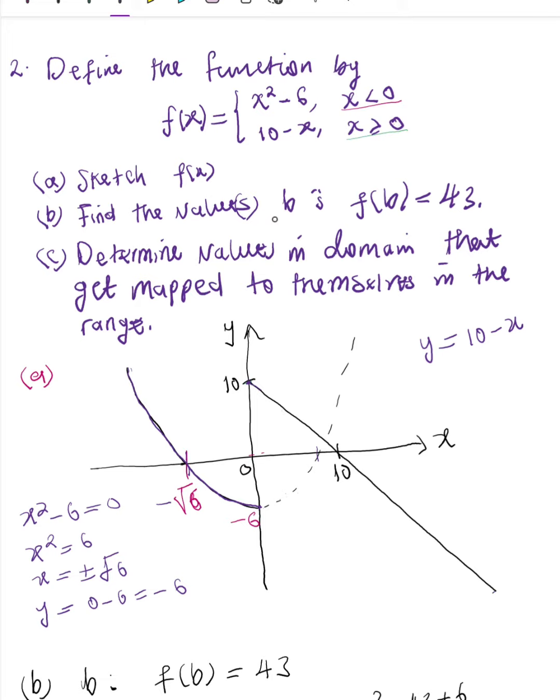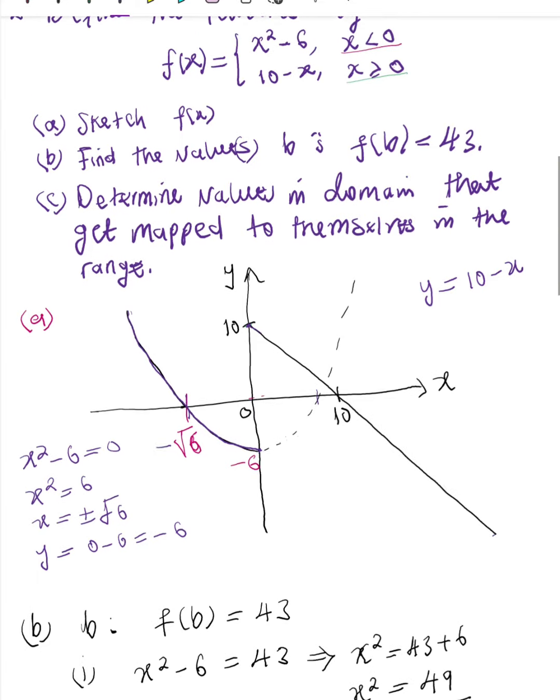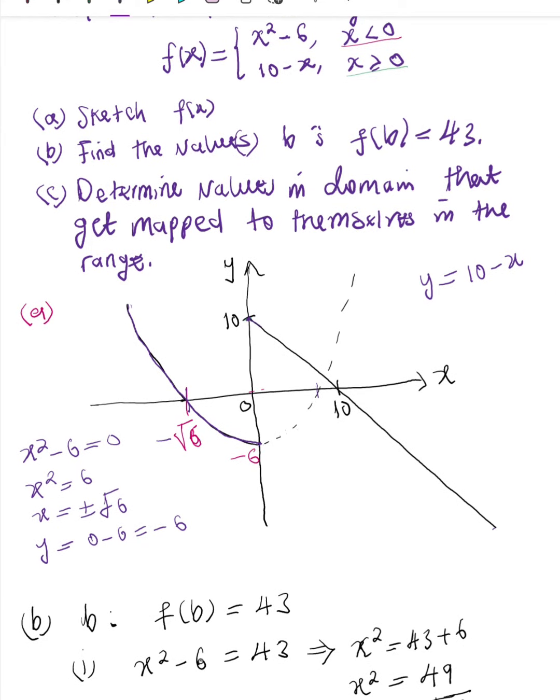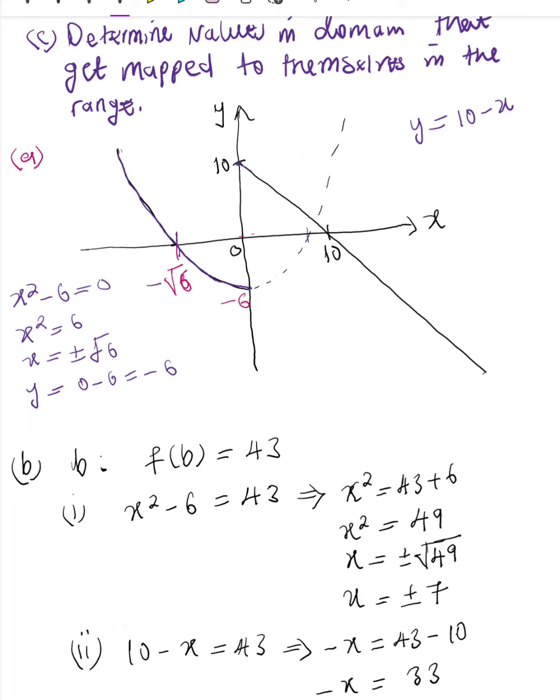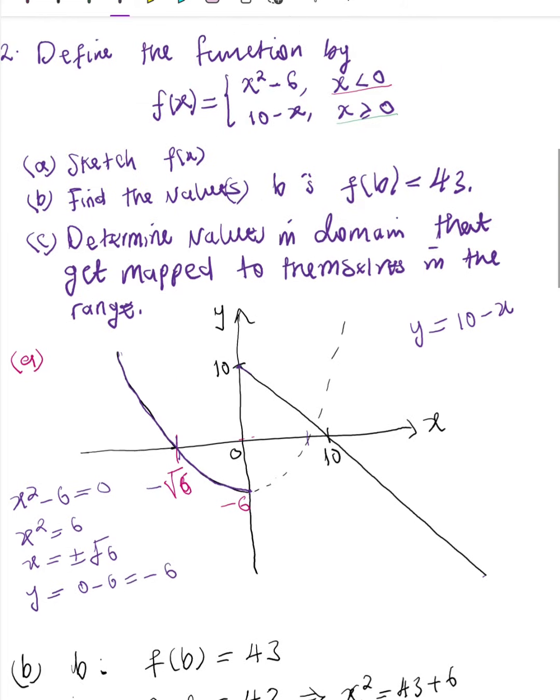Part B, find the values of b for which f of b is equal to 43. So we equate the function to 43. The first part is x squared minus 6, which is equal to 43. So we just solve for x, which is x is equal to plus or minus 7. The second part of the function is 10 minus x, which is equal to 43. Then solving, x is equal to negative 33.